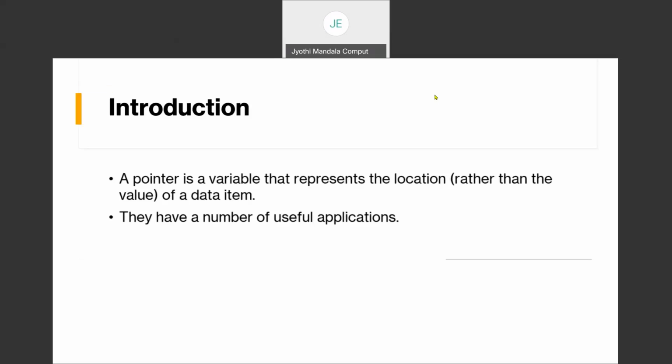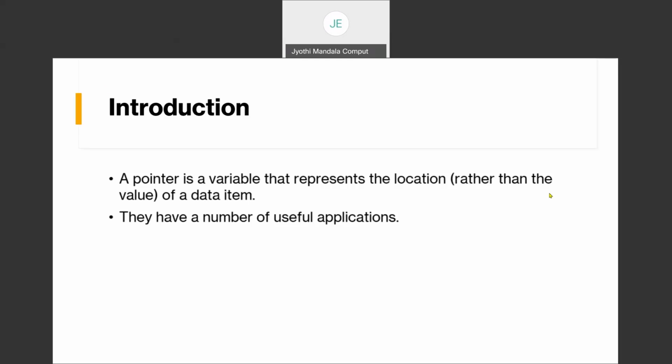Normally, whenever you declare a variable, what happens? That variable will be holding a value. Like if you say int a, then a will be holding a value, and that value is of integer data type, right? When you store a value in a variable, that variable will be allocated some memory. We have our memory, and in that memory we'll be storing our data, right?